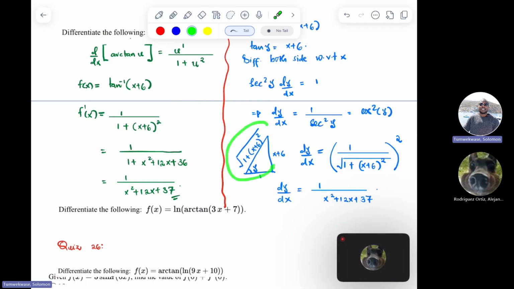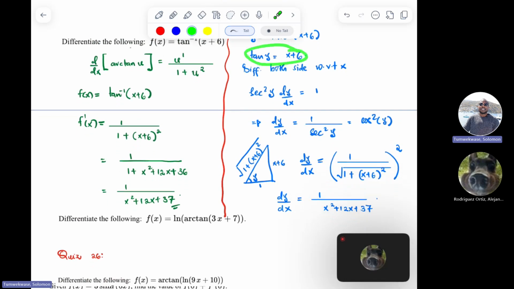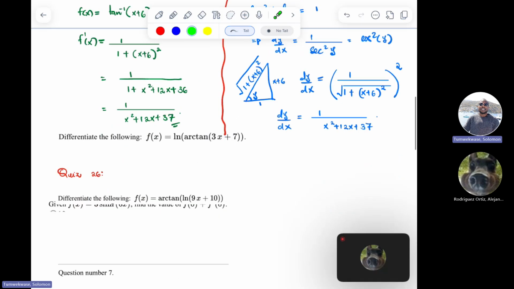Use your triangle that you have from the expression, from whichever expression you will have, and make sure that your answer is back to x. That is the whole reason we use a triangle, because this answer is in y, but we need our answer in x. So that's why I use a triangle to make sure that everything is back to x.